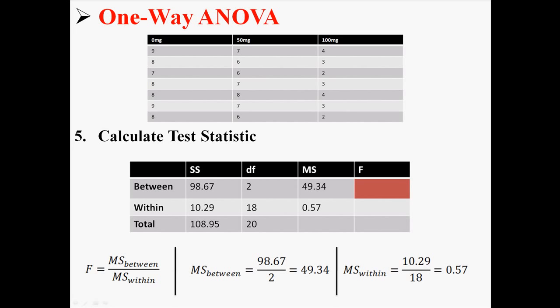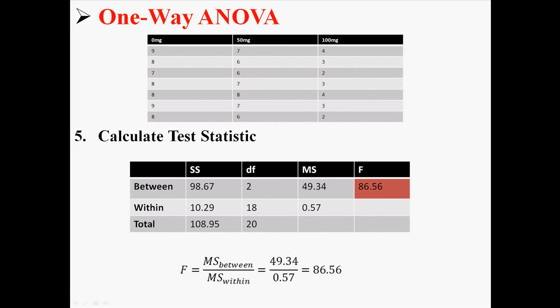Now these are the equations for mean square between and mean square within. All you have to do is take the sum of squares and divide it by the degrees of freedom. So like to find mean square between, you just take 98.67 and divide by 2 and get 49.34. Same thing within, you just take 10.29 divided by 18 and get 0.57. And now that you have both of those mean squares, you can just divide them to find an F. And we get an F of 86.56.